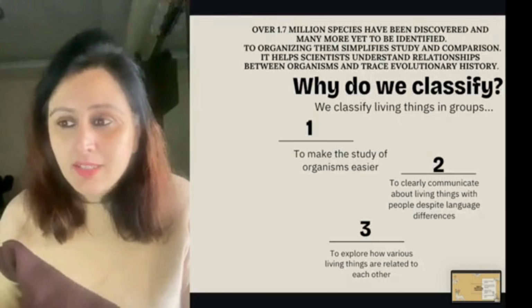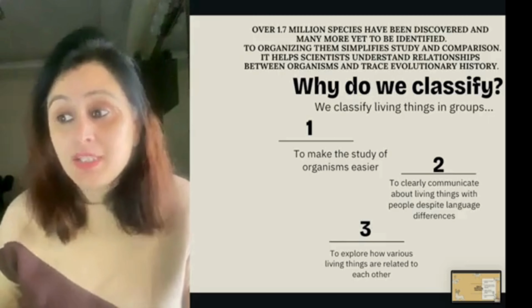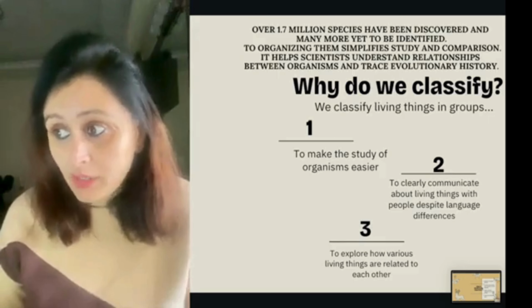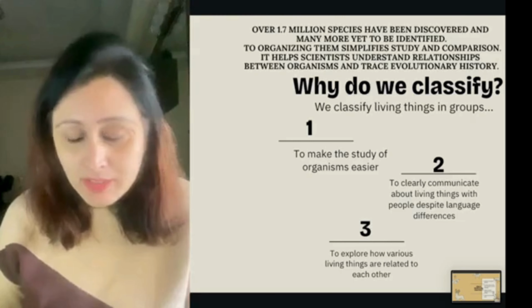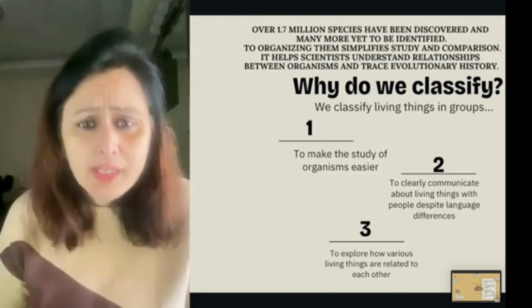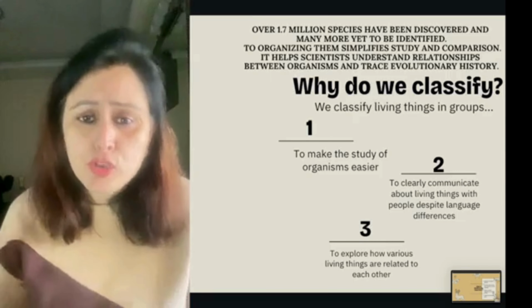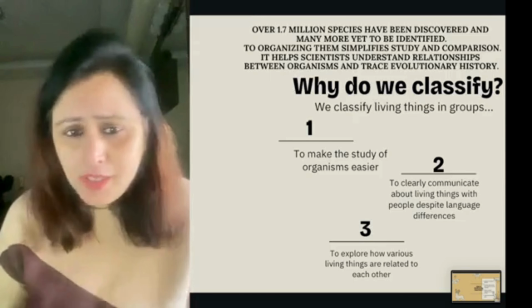Now, the fact is over 1.7 million species have been discovered so far, and many more are yet to be identified. To organize them, to study them and compare them is very difficult.